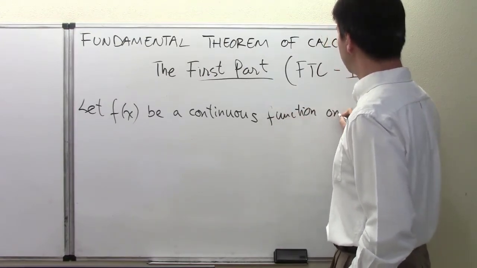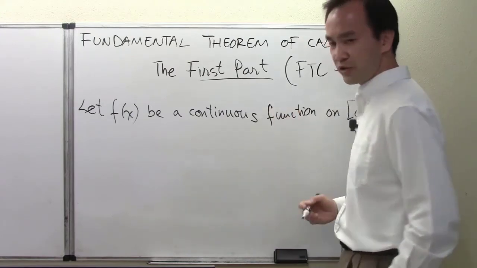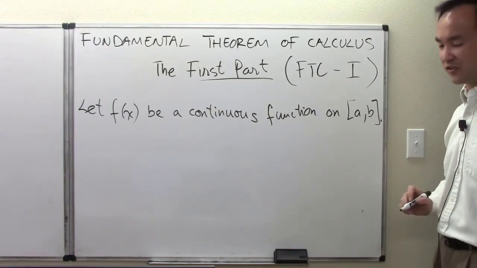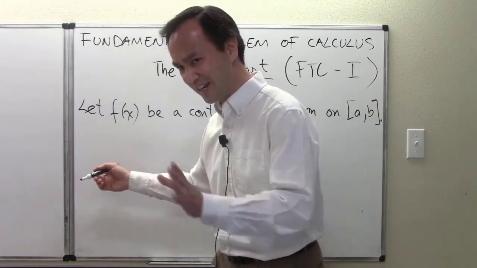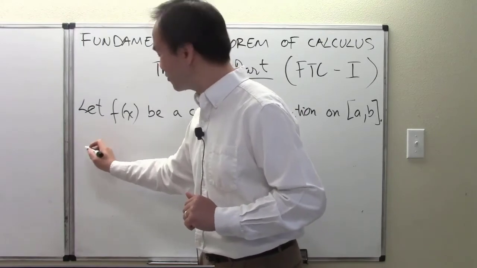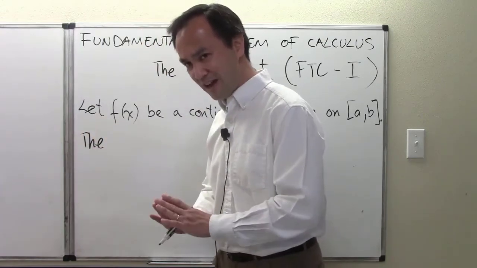On that interval from a to b. So in that closed bracket interval from a to b, we have f of x being a continuous function. And so in that way, this is the part that's quite fascinating, and I will have to give a lot of explanation once I finish writing this down. So I'm writing it down and I'm breaking it down at the same time.